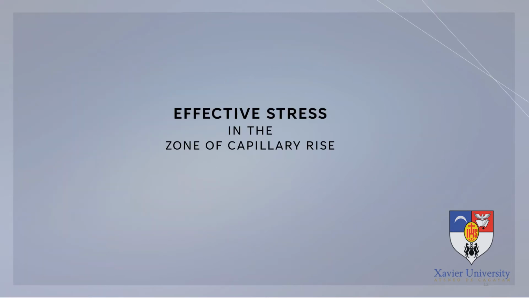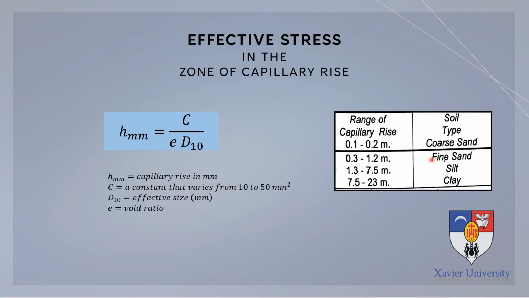So now let us also talk about the effective stress in the zone of capillary rise. I know we are very much familiar with capillary rise with our subject in hydraulics. So we have here the height of the capillary rise in millimeters, which can be solved through this equation, which contains C. C is actually a constant that varies from 10 to 50 millimeters. D sub 10 in here is the effective size in millimeters, and e is the void ratio.